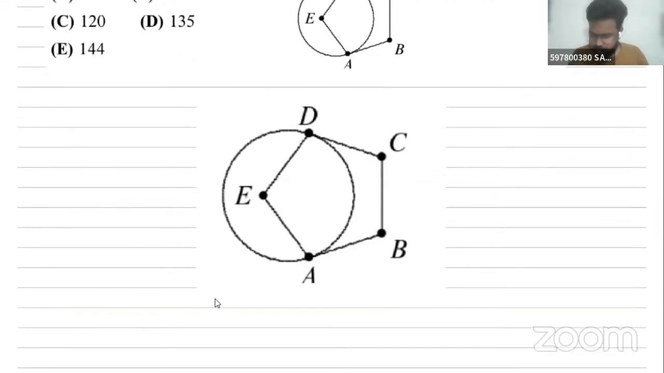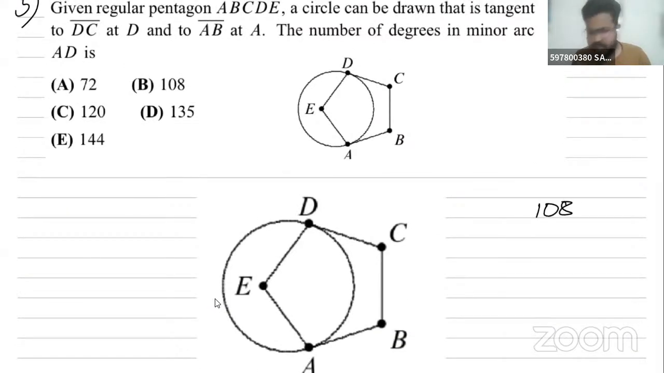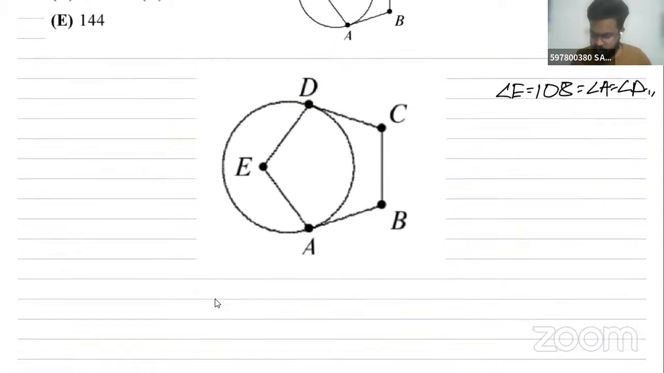Okay. Here what is happening is we know that since it's a regular pentagon, each angle is 108 degrees. Angle E equals 108, equal to angle A, equal to angle D and so on. All of these angles are 108 degrees because 540 degrees is the angle sum property of a pentagon.